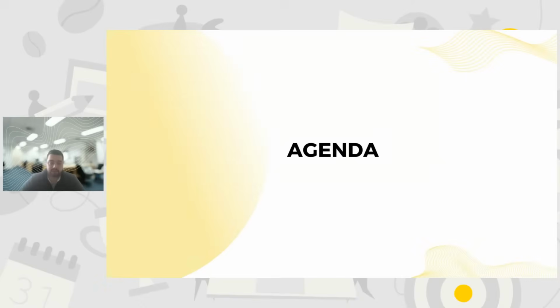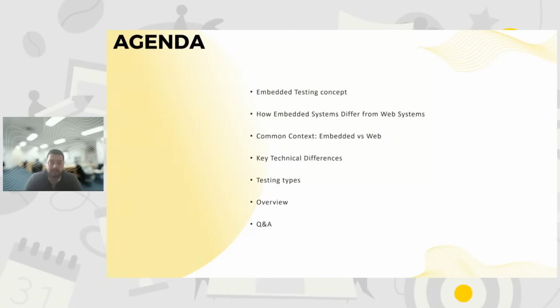So, the agenda for today: we will start speaking about the embedded testing concept, to understand what exactly embedded testing is. Then we will move to how embedded testing differs from web systems, here more about the high-level vision. Then, the third point is about what they have in common, what is similar between one and the other. The fourth point is about key technical differences. Here, we will focus more technically and compare some technical aspects of the two types.